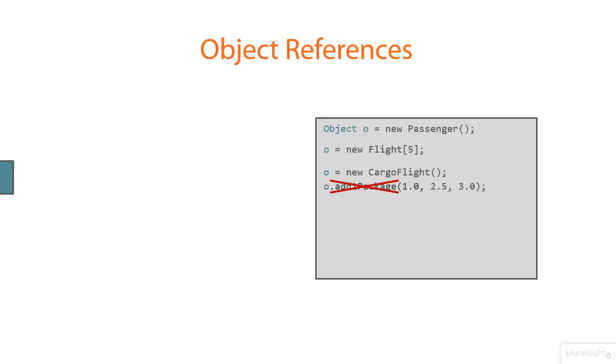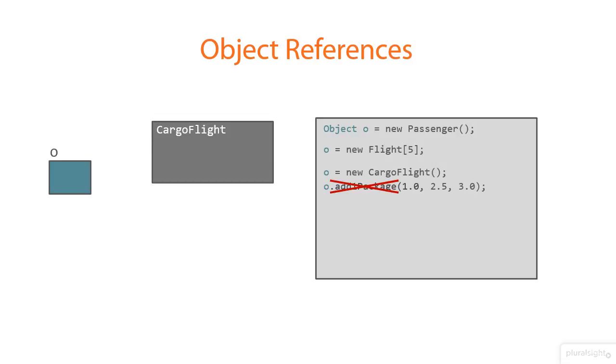Remember that we declared our reference O of type object. We newed up a cargo flight, and of course, O then holds the reference to cargo flight. So even though O only knows about object capabilities, it's still pointing to a cargo flight object. So we should be able to get back to those cargo flight capabilities, right? And so we can actually do that. So we could declare a variable, we'll call it CF, and assign it what's in O.